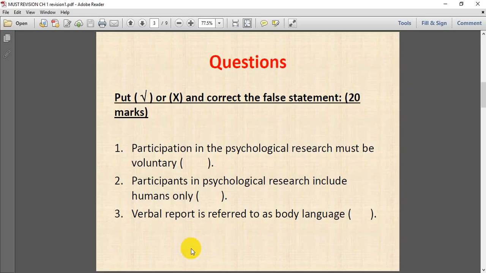Now, what about our question? Verbal report is referred to as body language. False. Which is referred to as body language? Non-verbal communication. So it's false, and the correct answer is: non-verbal communication is referred to as body language.